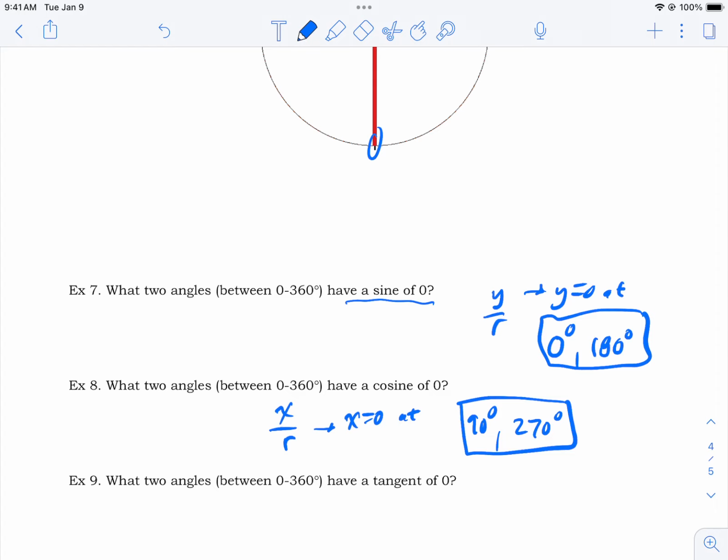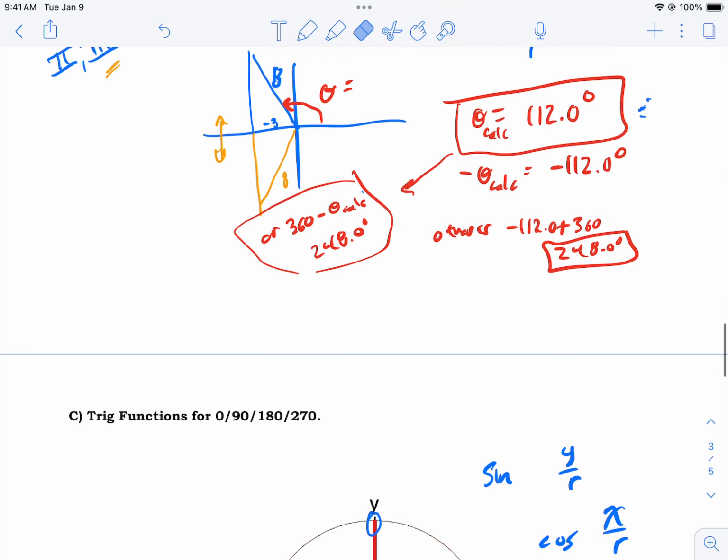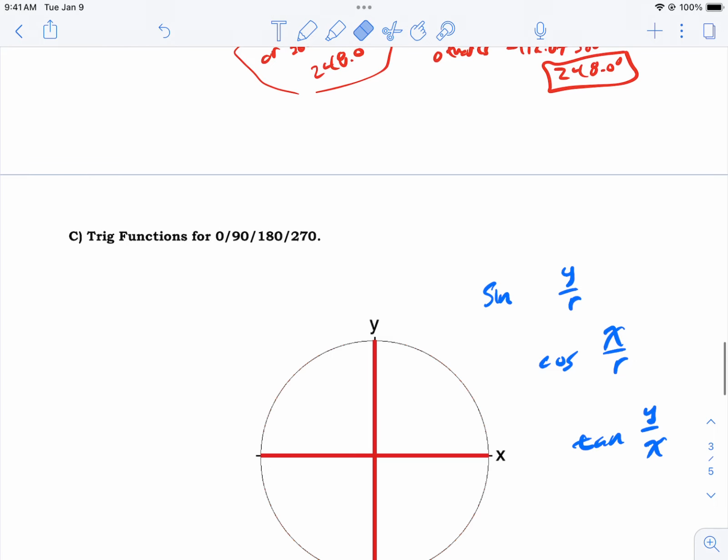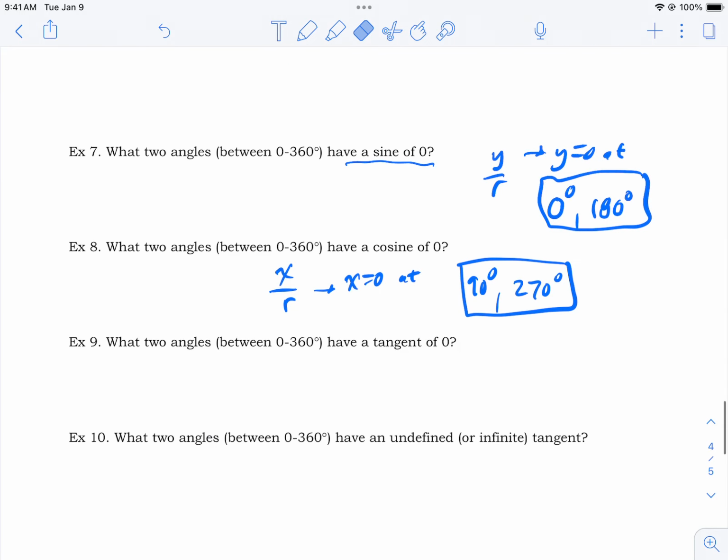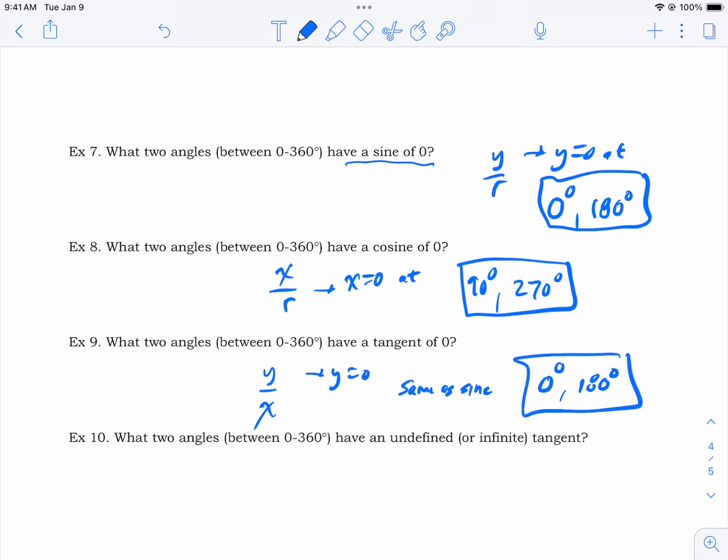Okay. So let's get rid of those now. Now we're ready. What angles have a tangent of 0? Okay, tangent. Remember, tangent is y over x. So actually, again, you need y equals 0. So it's the same as the sine. If the sine is 0, then so is the tangent. So 0 degrees, 180 degrees is where the tangent equals 0.